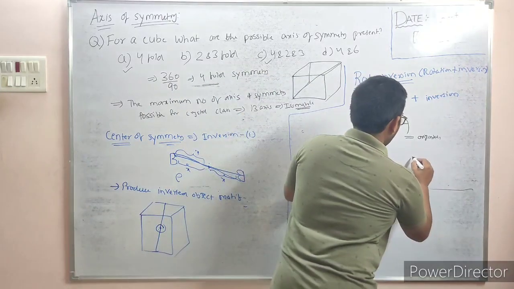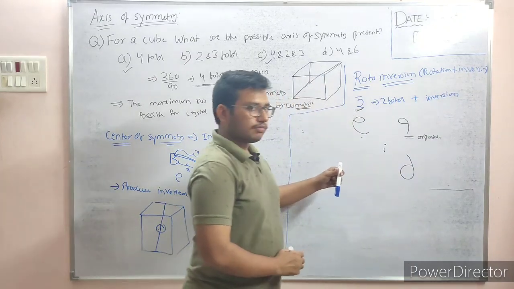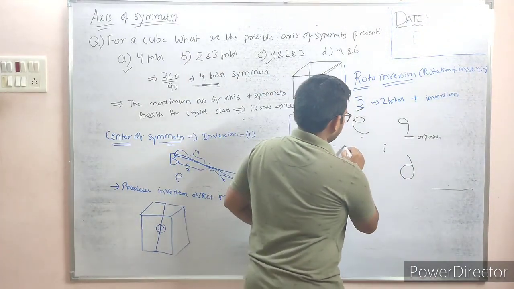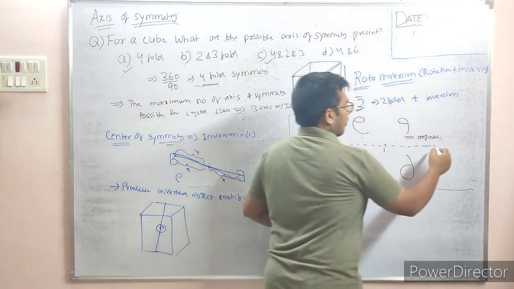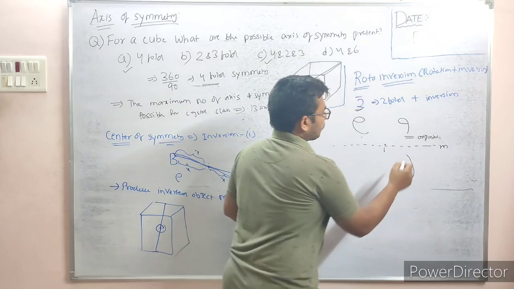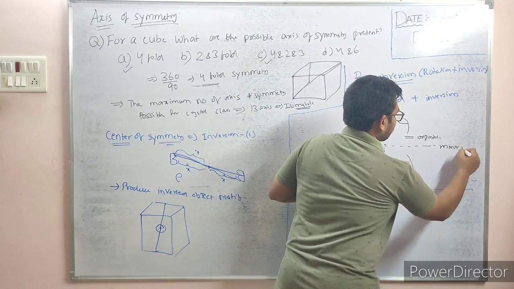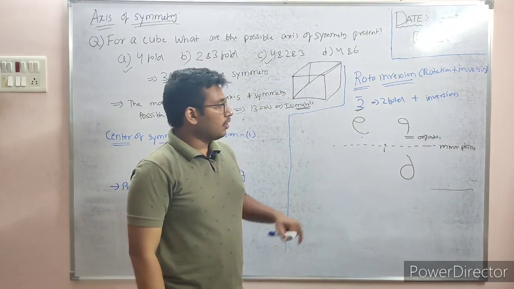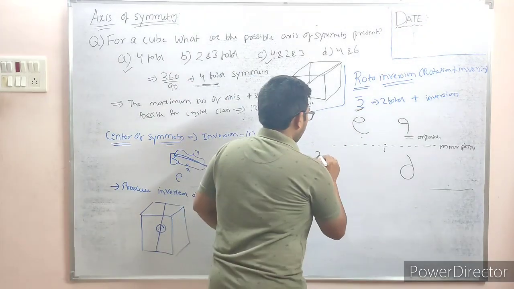So it will be of this form, you can see it is like this. If you observe this, it acts like a mirror plane. If you observe these two, if you put the mirror plane in between them, they become mirror images of each other. So 2 bar roto-inversion produces a mirror plane.